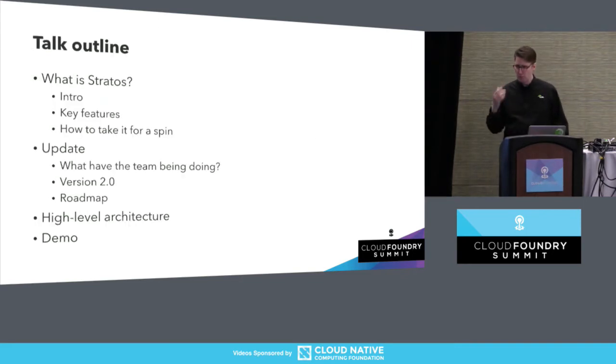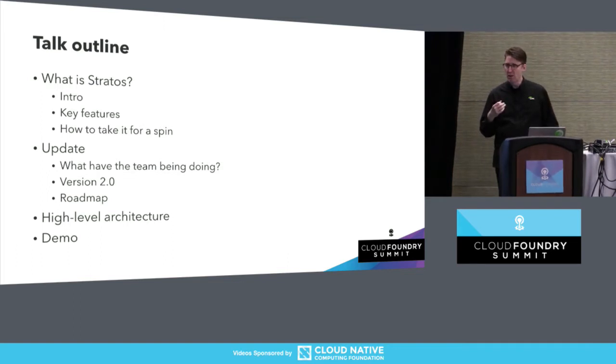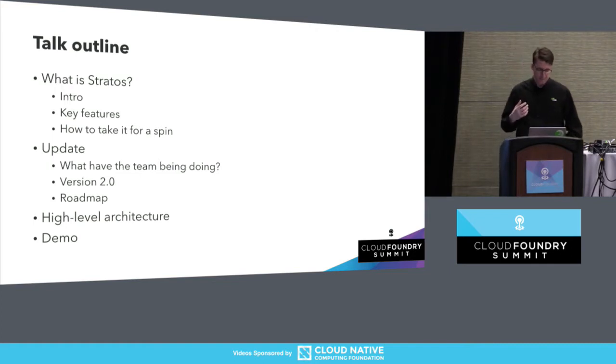So I'm going to talk a little bit about what Stratos is, what it's meant to do, some of the key features in it, how to get it running, and it's actually very easy to do. So we'll talk about the ways you can do that. The team's been very hard at work moving to version 2.0, which is based on Angular 2.0. And I'll give you an idea where we're going with it in the near term. Look at the architecture. If it looks like there's going to be time, we'll do a bit more of a demo. We can do it a little bit interactively. We can maybe look at things that people here have a particular interest in.